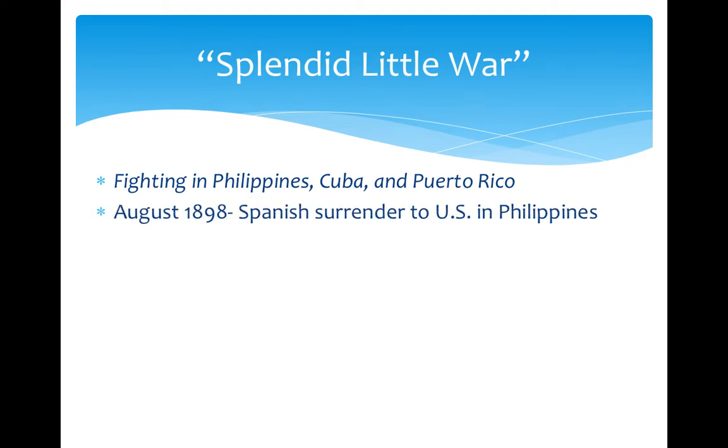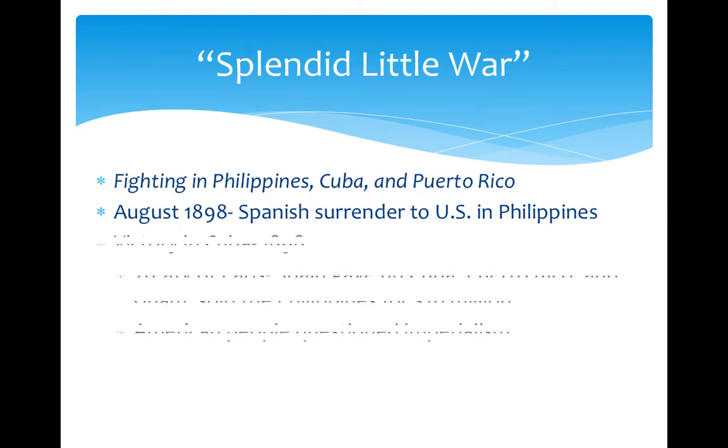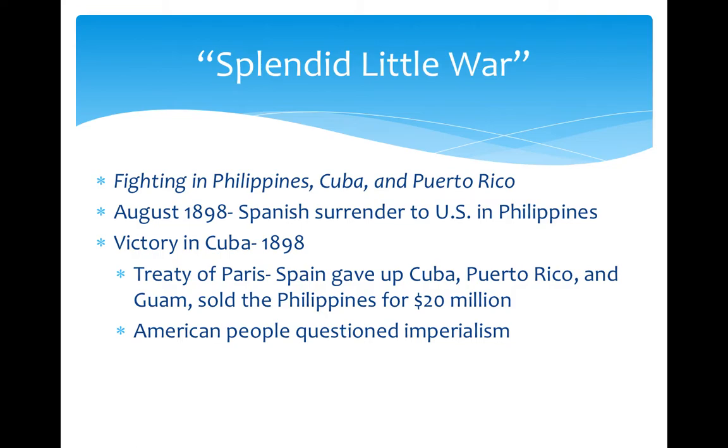You don't need to write down fighting in the Philippines, Cuba, Puerto Rico, but you should write down that the Spanish surrender to the U.S. in the Philippines. And so the victory in Cuba in 1898, that signed the Treaty of Paris. And Spain gave up Cuba, Puerto Rico, Guam, and also sold the Philippines for $20 million. As you can, I would definitely write down and know these territories. I would know that Cuba, Puerto Rico, Guam, and the Philippines, Spain lost as a result of the Spanish-American War.